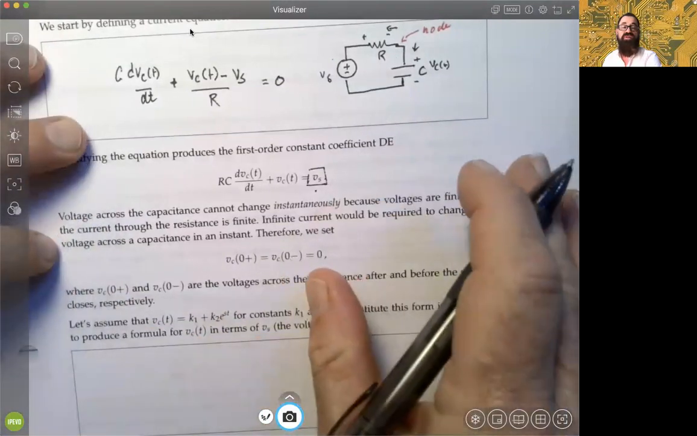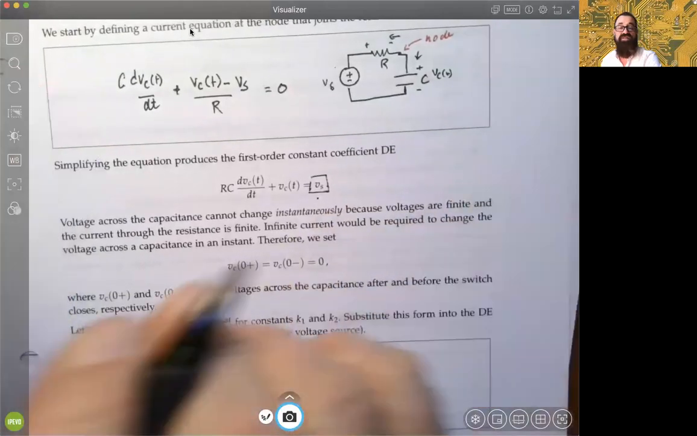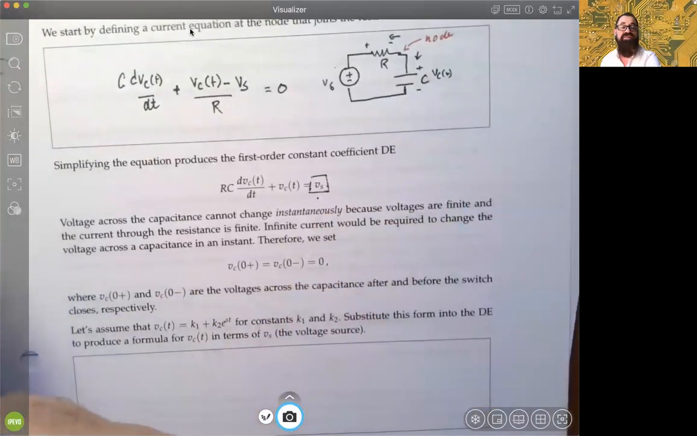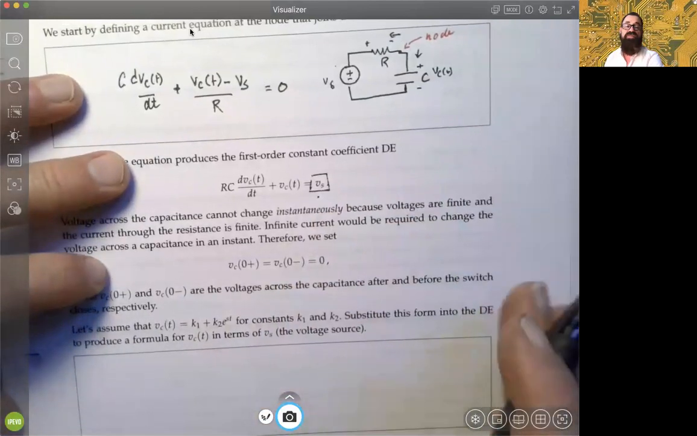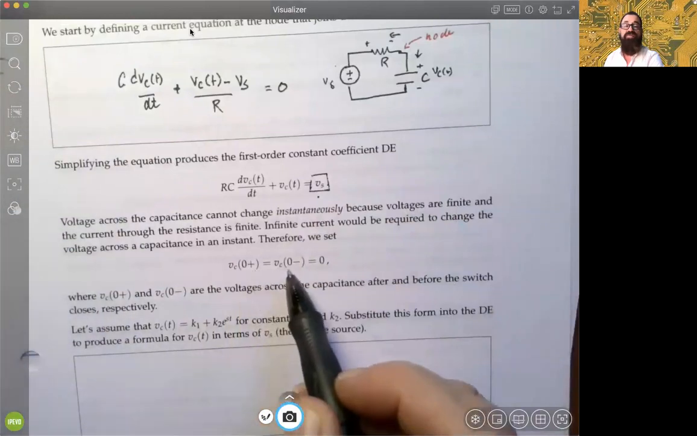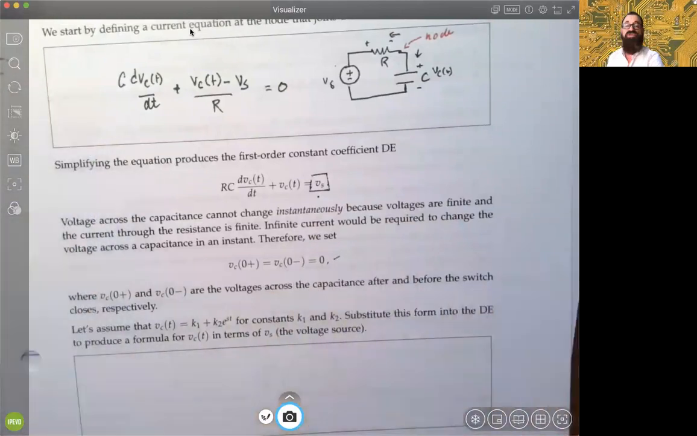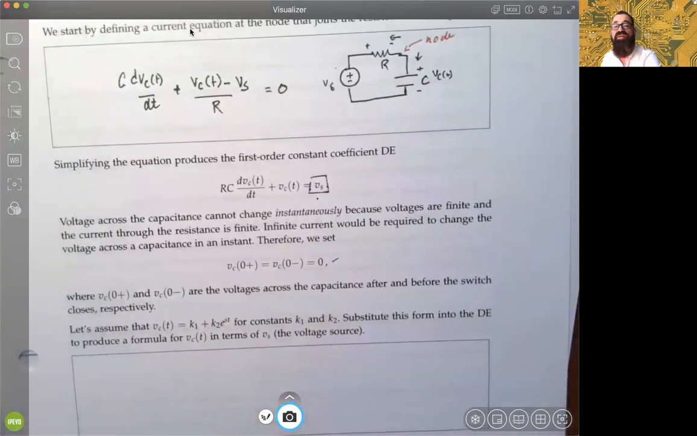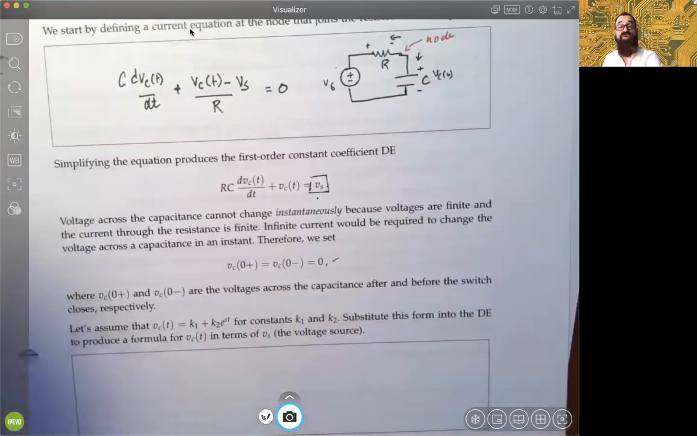So the voltage across the capacitance cannot change instantaneously because voltages are finite and the current through the resistance is finite. So we're going to make some initial assessments here that the voltage after the switch closes, and right before the switch closes, across the capacitance is 0. So there's no energy available to dissipate in this particular scenario, okay? The capacitance can't offer anything up to the circuit, but it's going to absorb the energy that the voltage source is going to provide, all right?